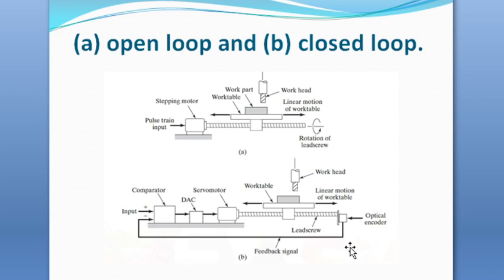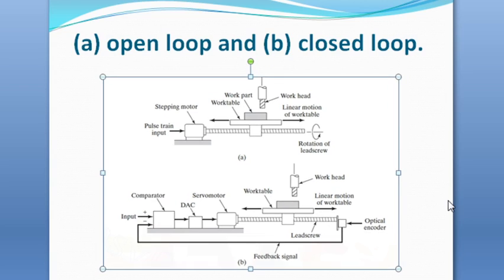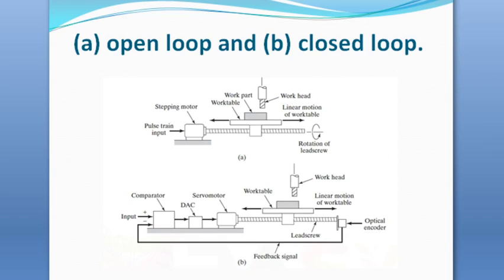This one, closed loop system. Here we have measured the position of the table by optical encoder. It is a feedback device which is used for measuring the position of the table. It is a closed loop control system. For open loop control system, stepping motor is used. For closed loop, servo motors are used.